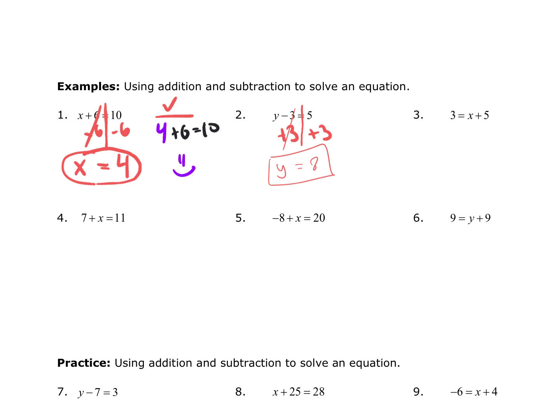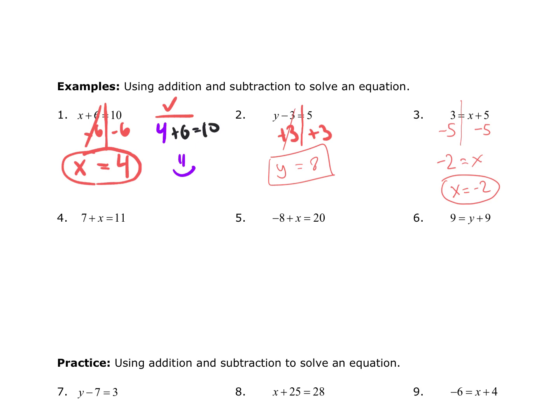Ooh, this time the x is on the right. That's okay. So I'm going to draw my line again. This time to undo positive 5, x plus 5, I have to subtract 5. Whatever I do to the one side, I have to do to the other. 3 minus 5, I have 3, I take away 5, that gives me negative 2 equals x. You can leave it like that. Some people prefer to switch it around and say x equals negative 2. That works as well. Okay, let's try number 4.